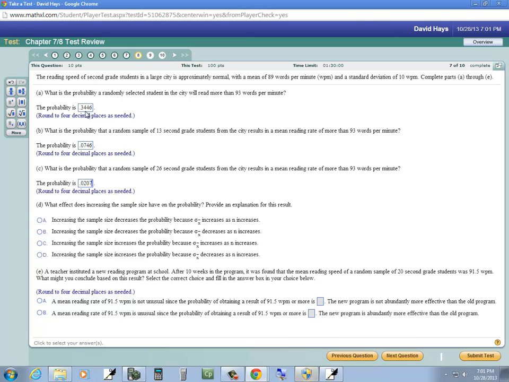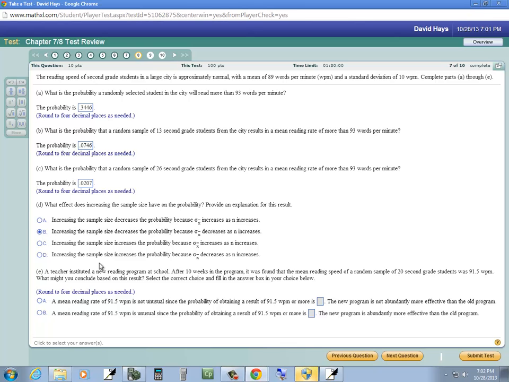There we go. What effect does increasing the sample size have on a probability? You see how it's going down? This is 1, 0.3446. This is 13, that's 0.0746, and this is 26, which is 0.0207. So increasing sample size decreases probability. It's not the bottom two, so it's the top two. So decreased probability because sigma x bar decreases as n increases.